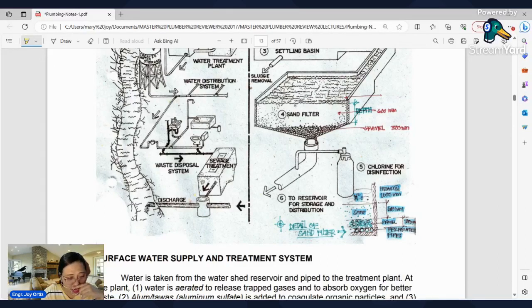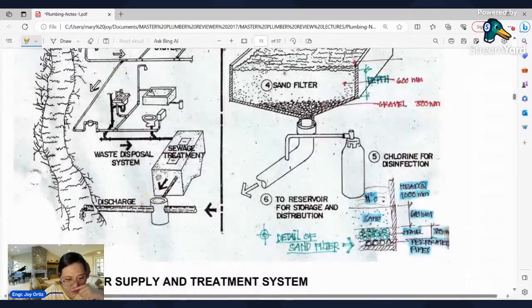So here, as you can see, the detail of the sand filter, meron siyang water, sand, meron tayong gravel. Usually, yung head ng water is around 1,000 millimeter. Then yung sand is 600 millimeter. Yung gravel is around 300 mm. And meron na tayo sa baba, may perforated pipes pa.